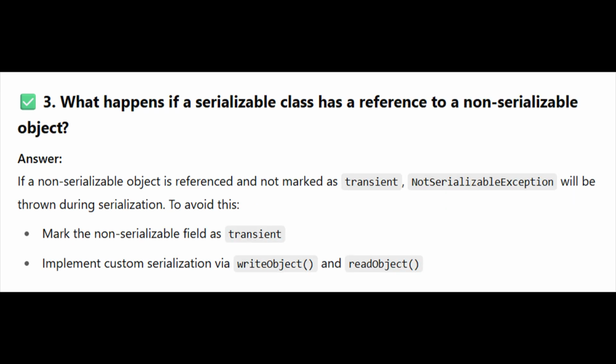3. What happens if a serializable class has a reference to a non-serializable object? Answer. If a non-serializable object is referenced and not marked as transient, NotSerializableException will be thrown during serialization. To avoid this, mark the non-serializable field as transient. Implement custom serialization via writeObject and readObject.